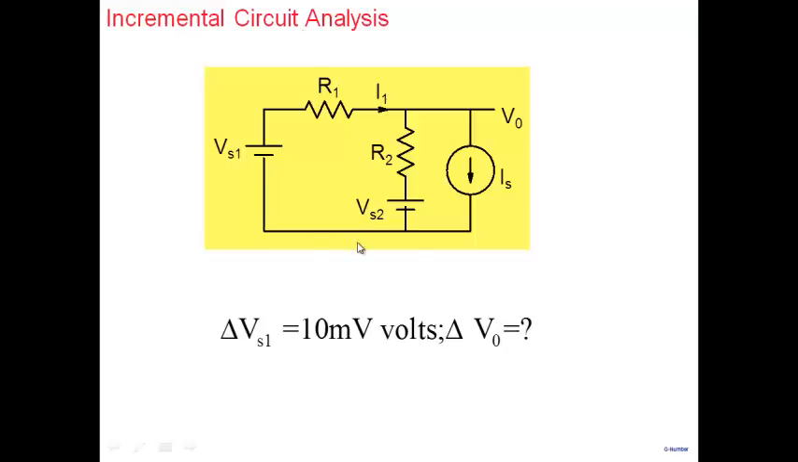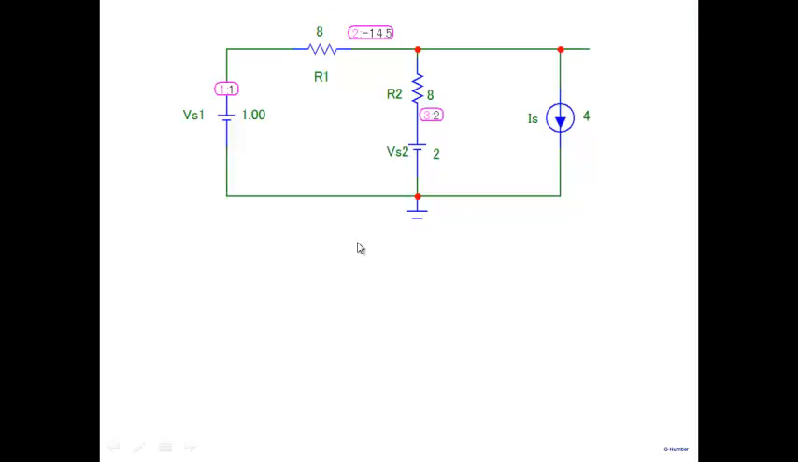Now, let me show you. These are results from simulation. Here is a circuit. I have a 1 volt source, a resistor, an arbitrary circuit with arbitrary values. Resistance is 8 ohms here, 8 ohms here, 2 volt here. Current is 4 amperes here. For 1 volt, the value at this particular node comes out to be minus 14.5.